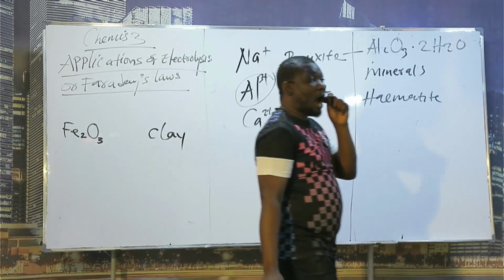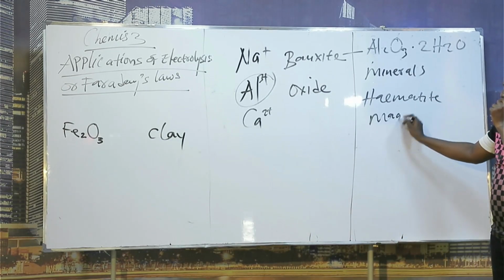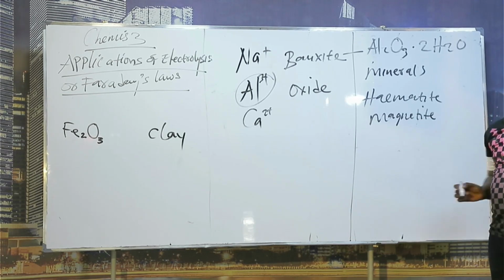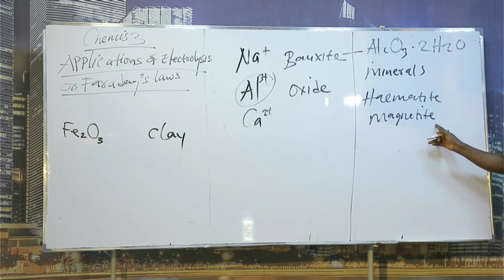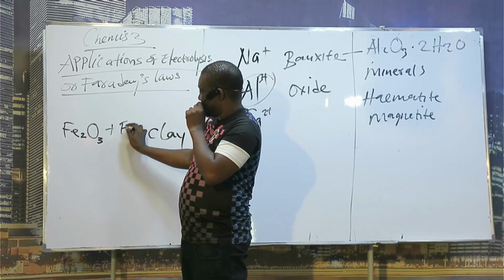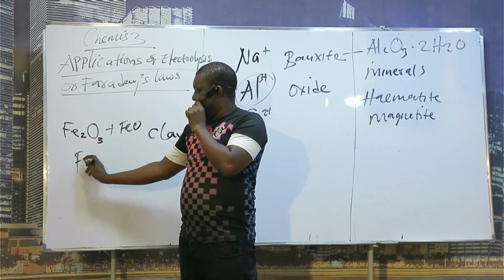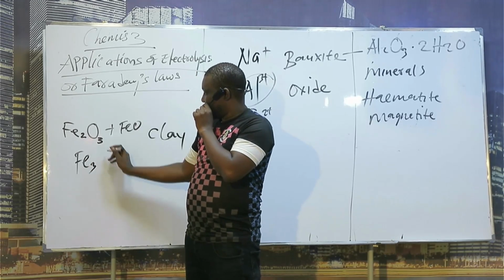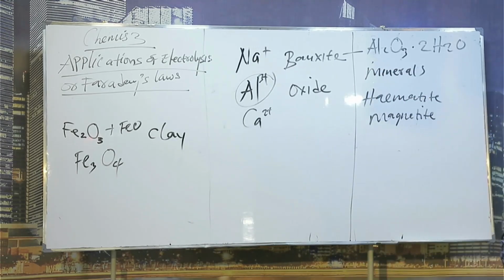Then there are too many. I can give you another one: magnetite. This one is an iron oxide, iron 2 iron 3 oxide. It is a mixed oxide. The formula of magnetite is Fe3O4. What type of oxide is magnetite? Mixed oxide or higher oxide.